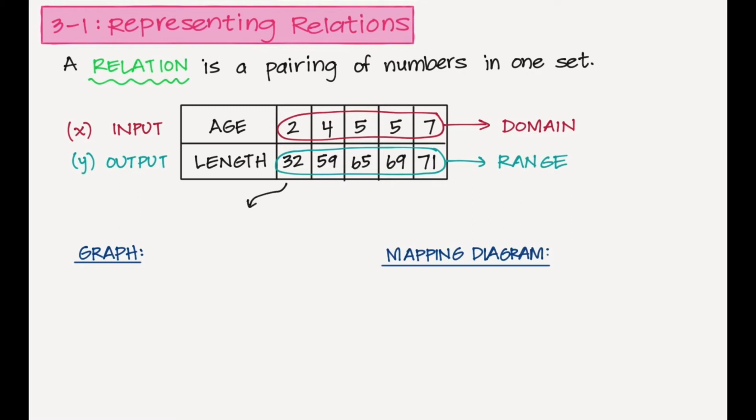So also you'll notice that this table, I can represent them as points. So (2, 32), or (4, 59), and so on. Like (5, 65), (5, 69), and (7, 71).